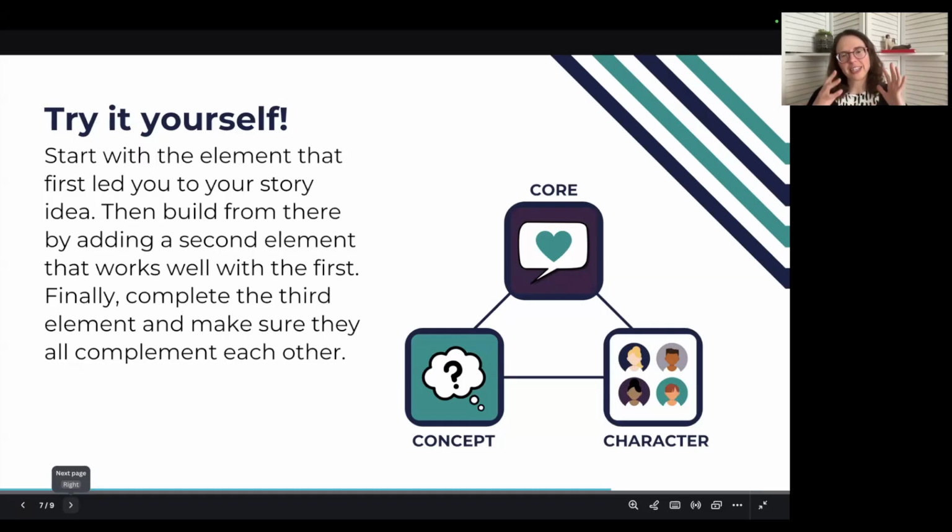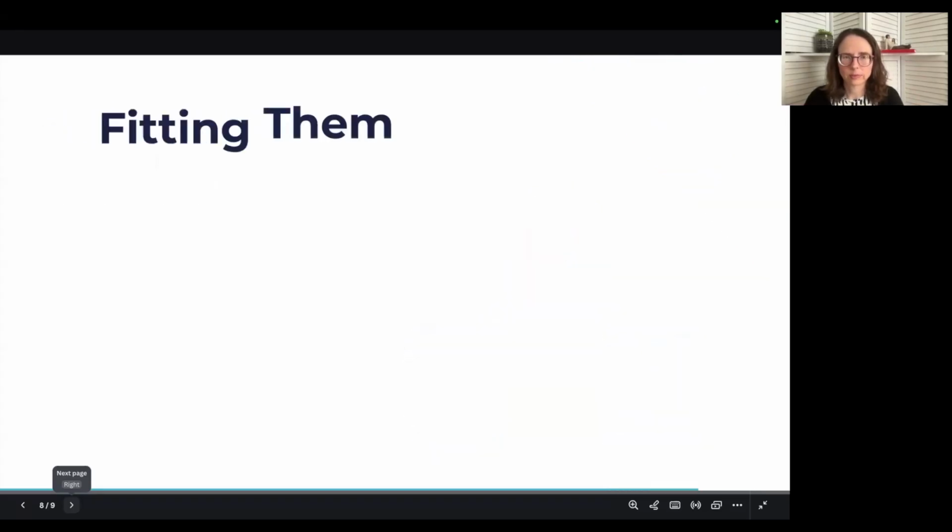Once you've really nailed that one down, then I would encourage you to pick a second thing. And the second element needs to reflect the first one. They need to work together. And we're going to talk about that in just a minute, but you want these two things to work together. And then once you've developed the second one, now it's time to add the third one, and you're going to make sure that all of these key elements complement each other.